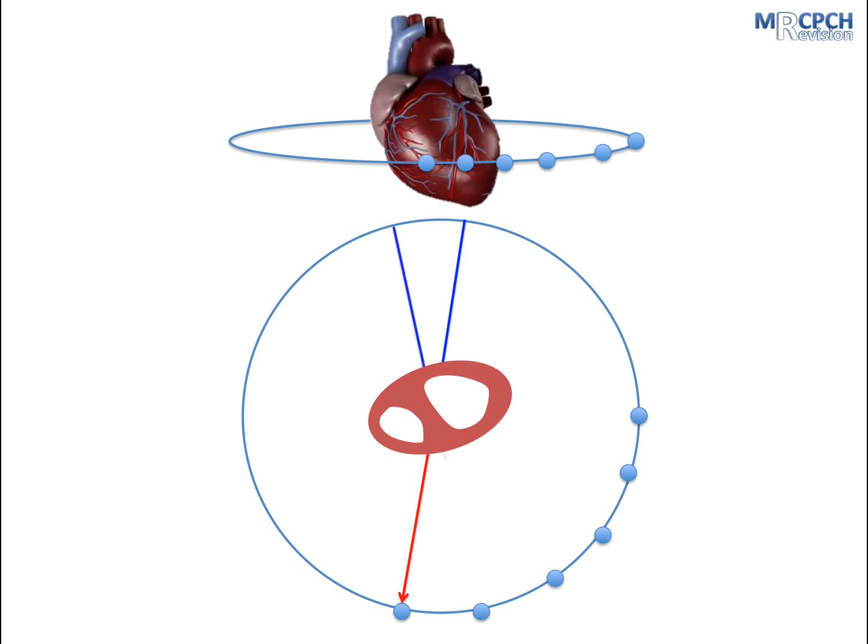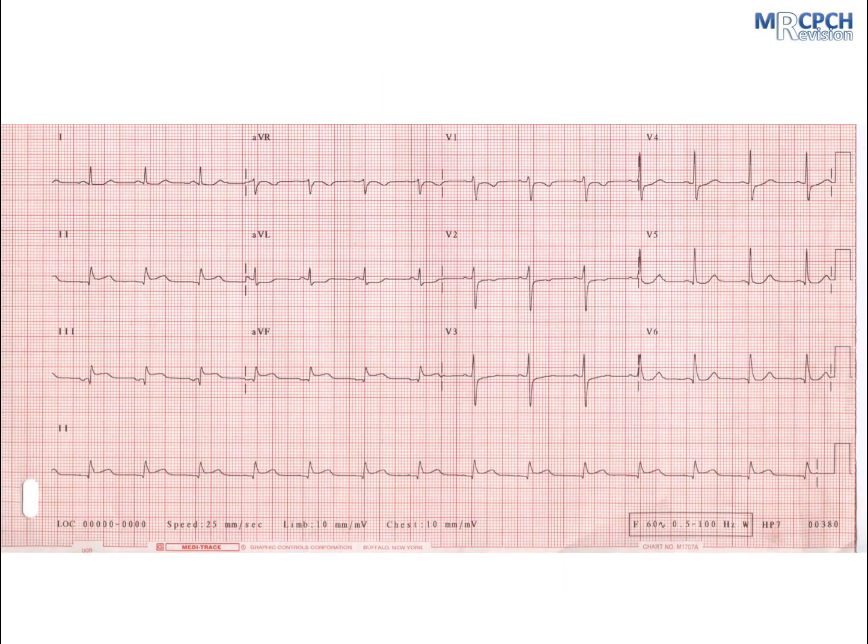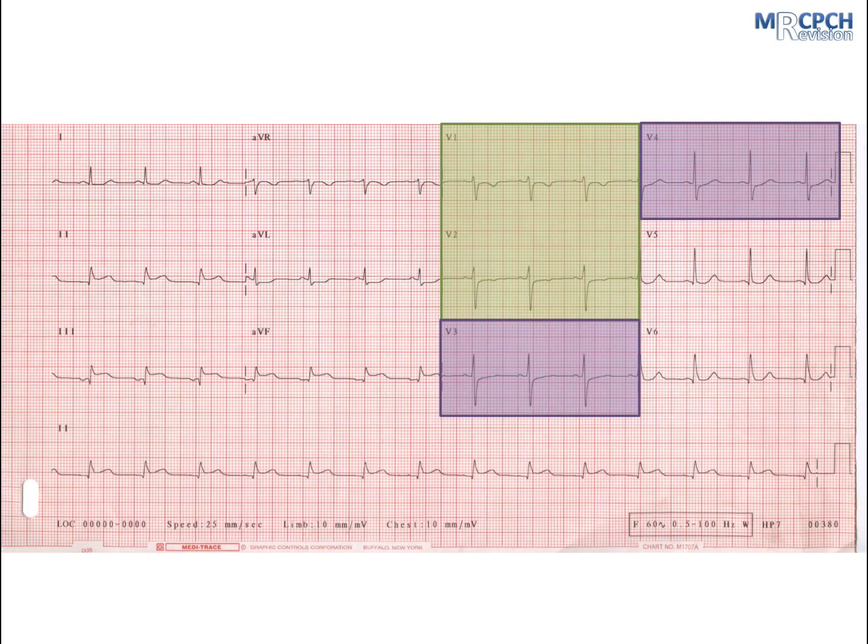So V1 and V2 both see activity in the ventricular septum. Leads V3 and V4 see electrical activity in the anterior surface of the heart. And leads V5 and V6 see the lateral surface of the heart. So on a 12-lead ECG trace, we have the septal leads, the anterior leads, and the lateral precordial leads.